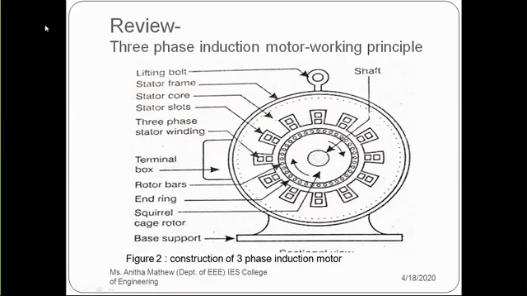In squirrel cage rotor, rotor bars are placed, and all the bars are connected or short circuited with an end ring. In slip ring rotors, in the slots, the windings are provided and it is connected to slip rings. This is the basic construction of a three-phase induction motor. You can see here.